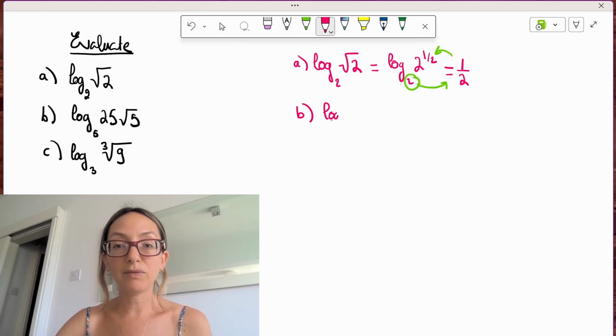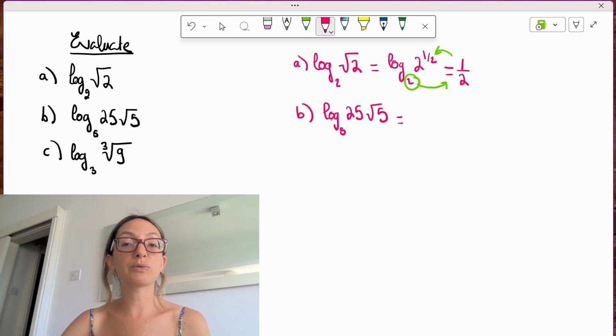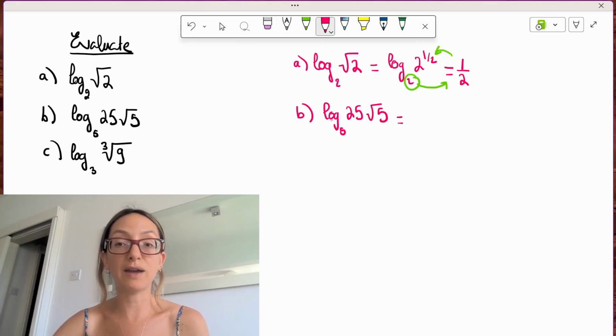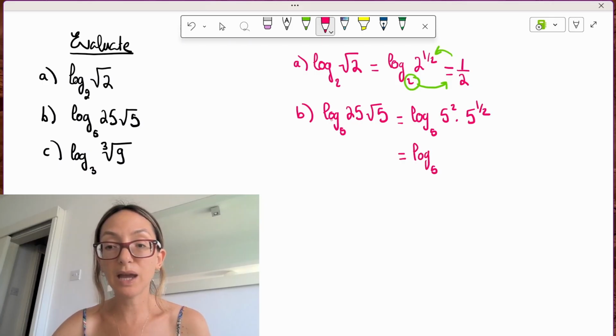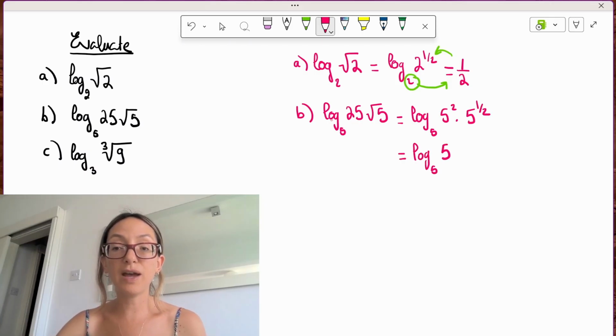Next up, we have log base 5 of 25 square root of 5. Again, both 25 and square root of 5 can be written as powers of 5. So let's write it that way. 25 is 5 squared times square root of 5, which is 5 to the power of a half. And obviously here we could use the rules of adding the powers. So here we have log base 5 of 5 to the power of 2 plus a half, and that is equal to 5 over 2.